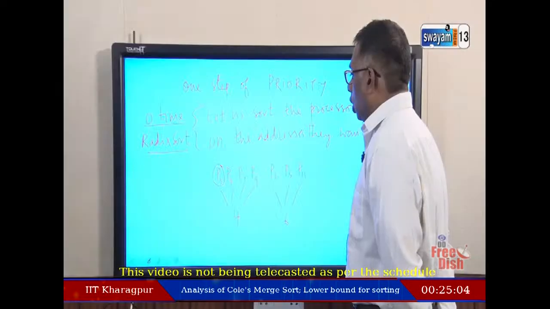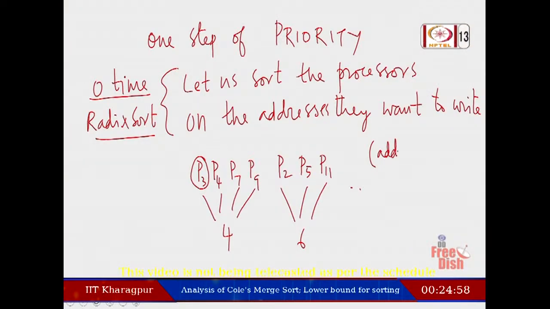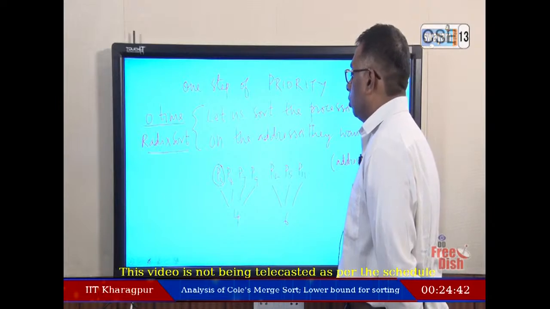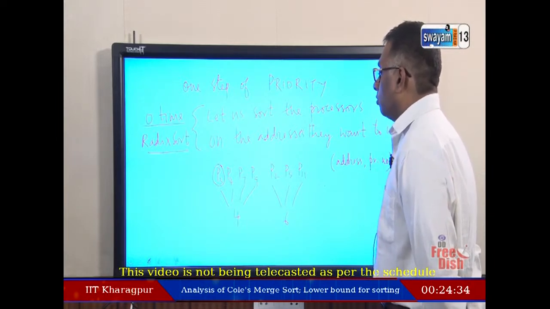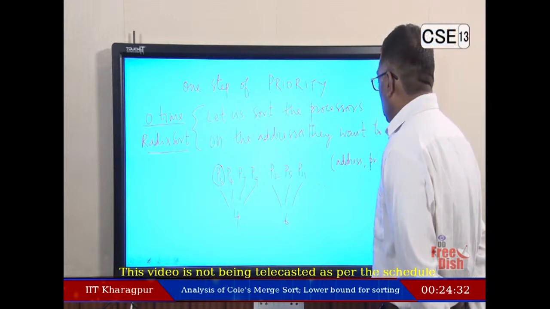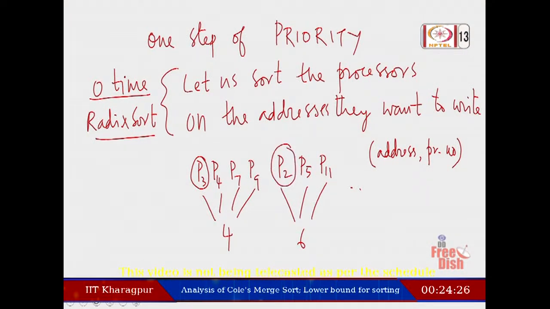In fact, if we had sorted on the ordered pair, which is the address and the processor number, then we would have the processors in the increasing order of their indices. For example, we would have P3, P4, P7, P9 in this order, because we are effectively sorting the ordered pairs 43, 44, 47, 49. Then we only have to pick the smallest processor index out of all the processors that want to write in the same memory location. So P3 will be selected from this set, P2 will be selected from this set, and so on.